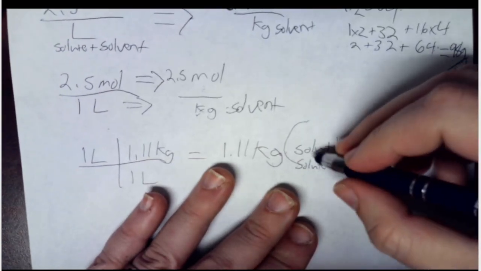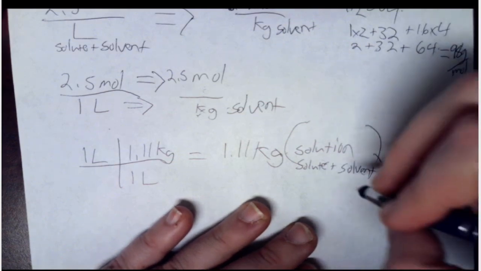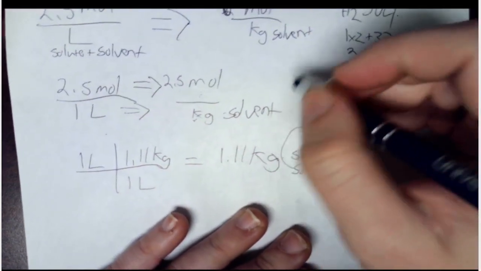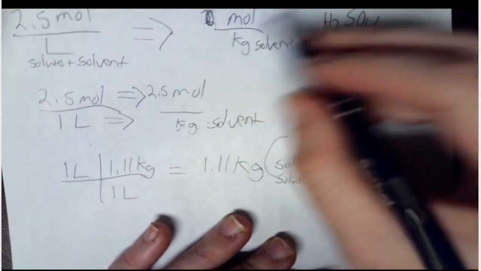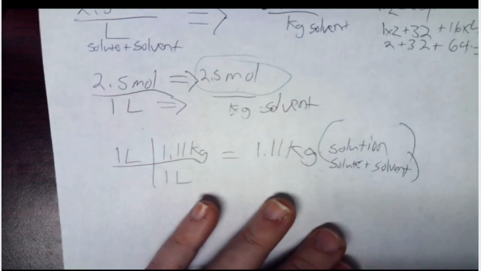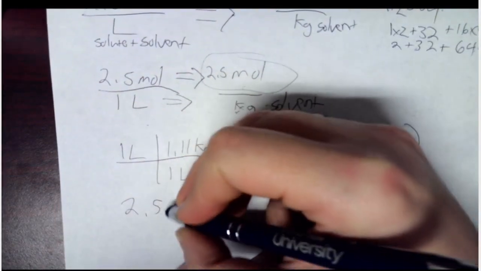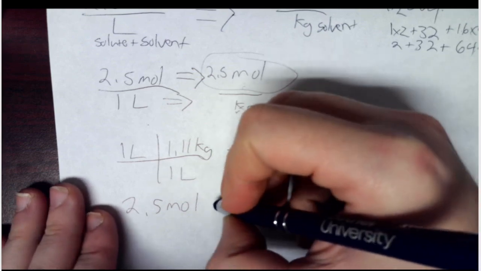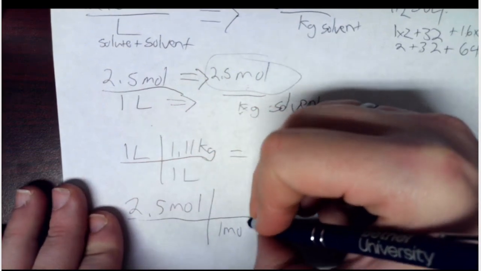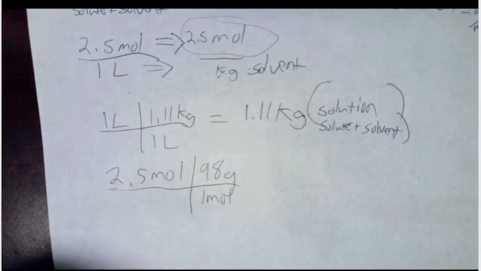So we just need the solvent, not the solute. So we need to subtract out the weight of the solute. But how do we get the weight of the solute? Well, we have the moles. We can figure out how much those moles weigh. So 2.5 moles of solute would weigh, how much would that weigh? At a molar mass of 98 grams per mole.